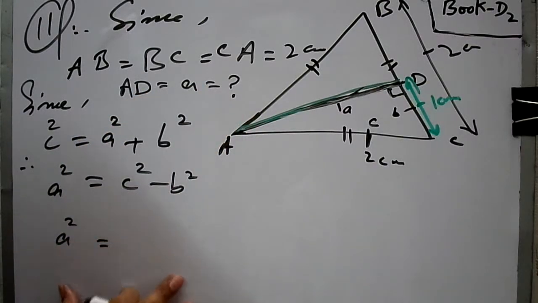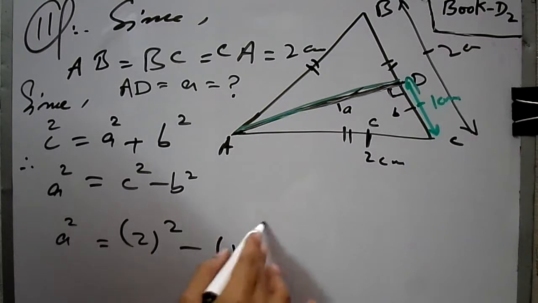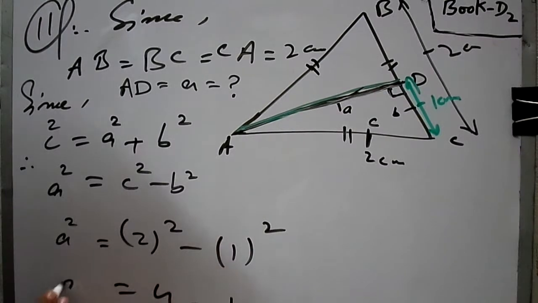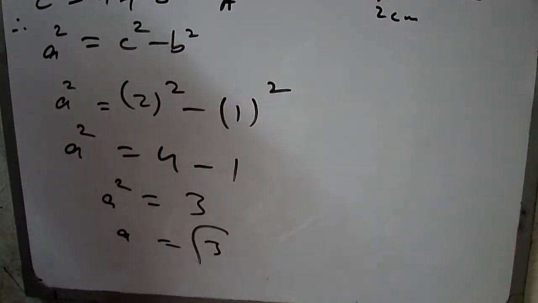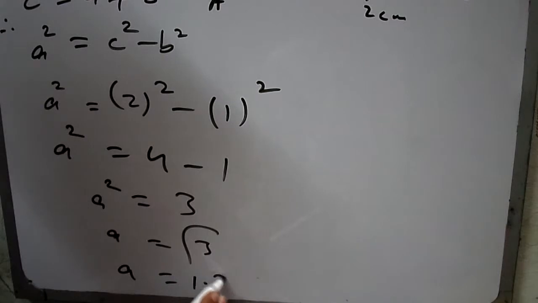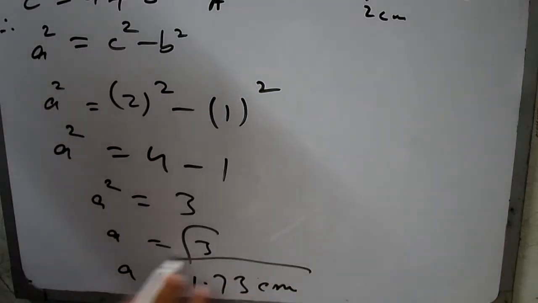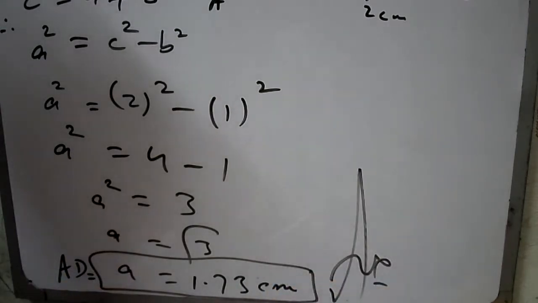By using Pythagoras theorem, putting the values. The value of C is 2 and B is 1. So you will get 4 minus 1, so the value is 3, but you need the value of A. So taking the square root, you will get 1.73 centimeter, the value of A. That is your AD, that is your altitude. So that is your required result.